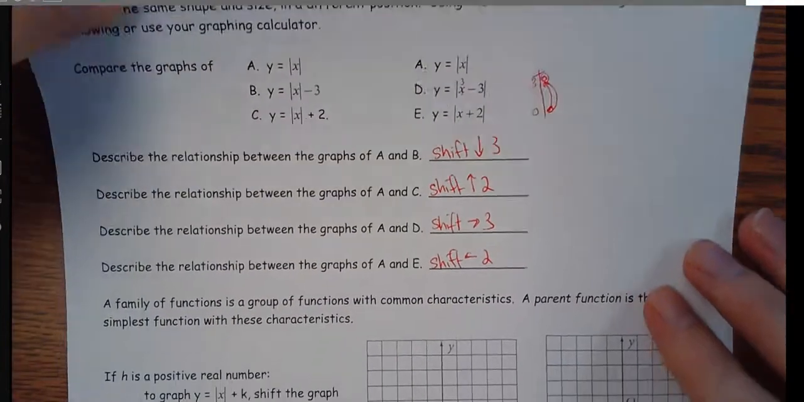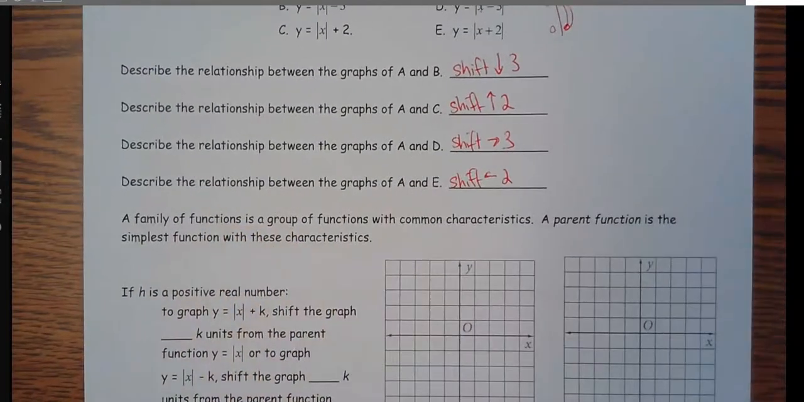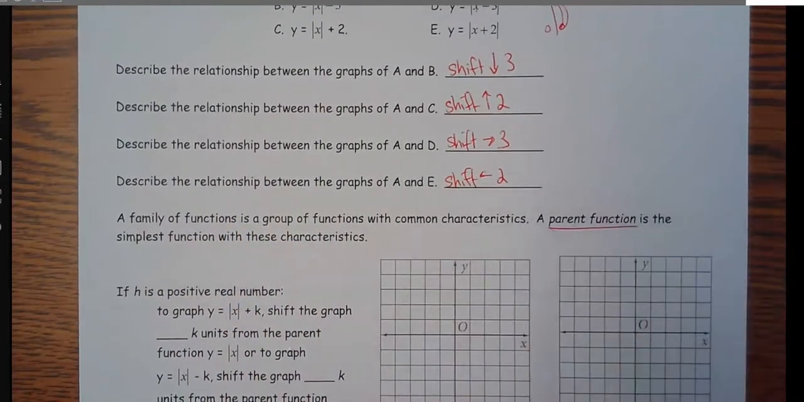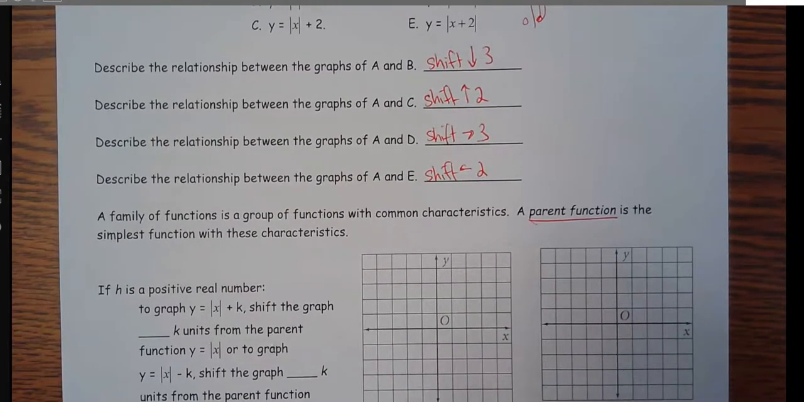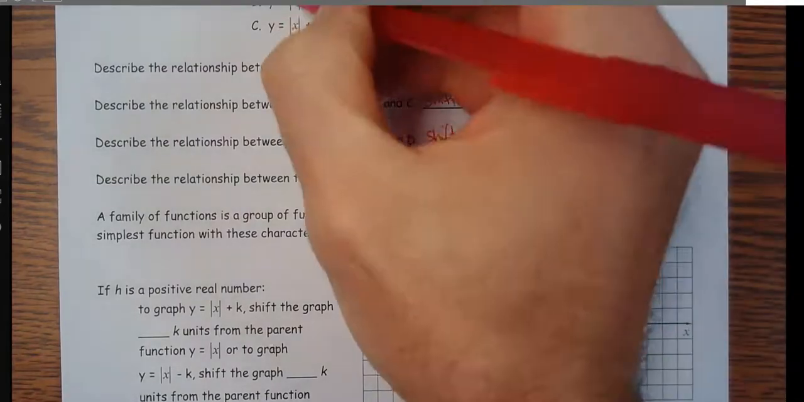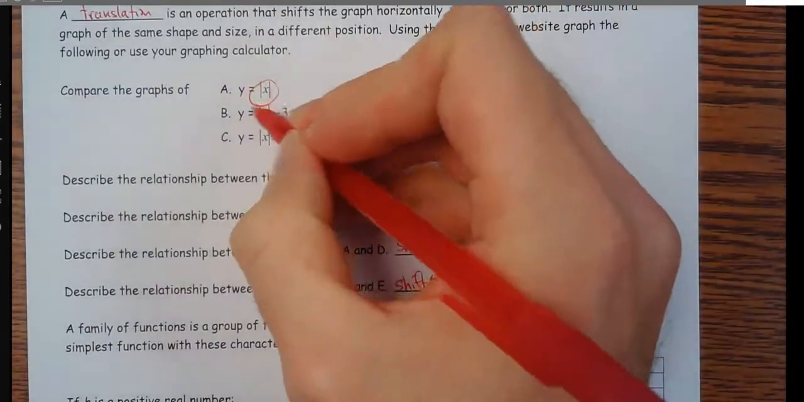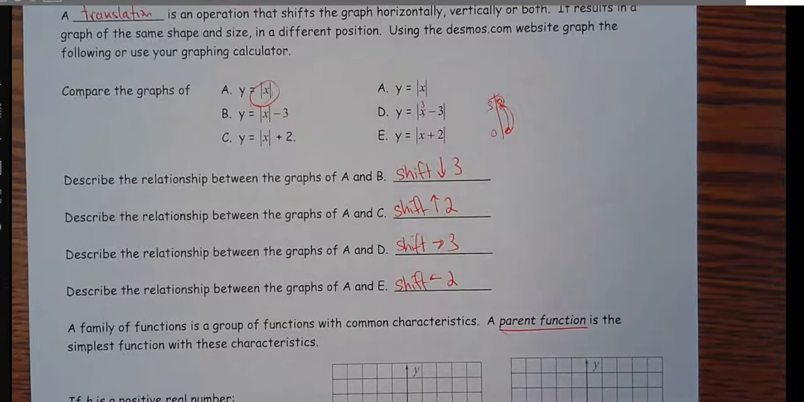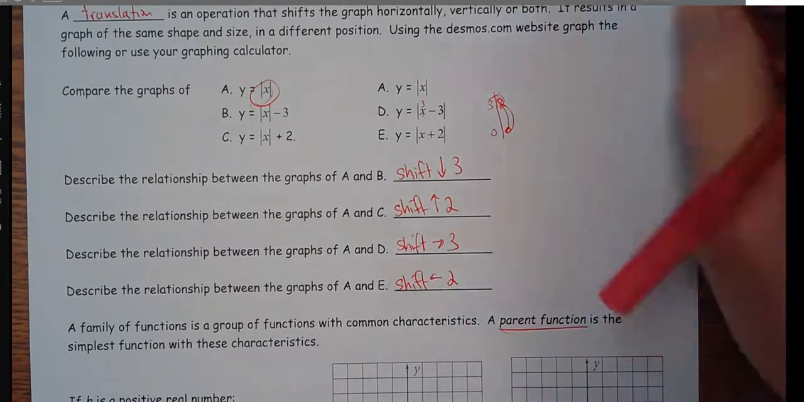Okay, so a family of functions is a group of functions with common characteristics. A parent function, which coincidentally I've seen some textbooks call a mother function, and you can probably guess why that is not used as often. If you say it a little too fast, it doesn't sound so appropriate. So it's called a parent function. Most newer textbooks call it that, and it's the simplest function with those characteristics. So this would be the parent function for the absolute value, just the basic V shape at the origin.